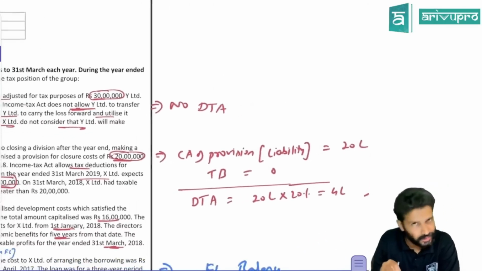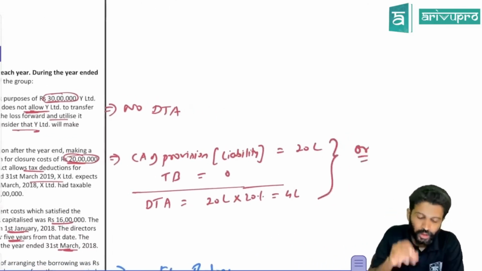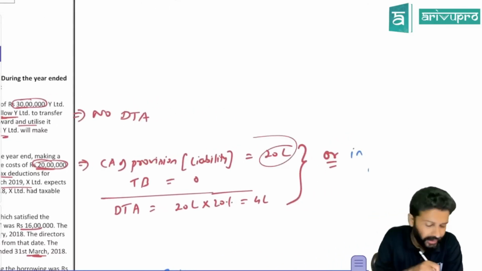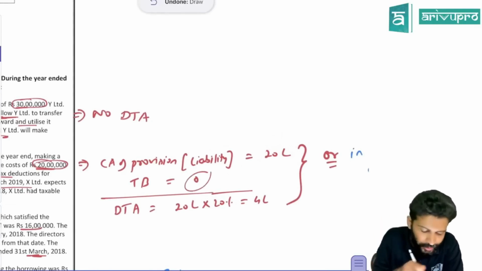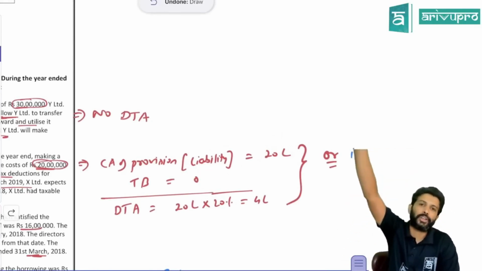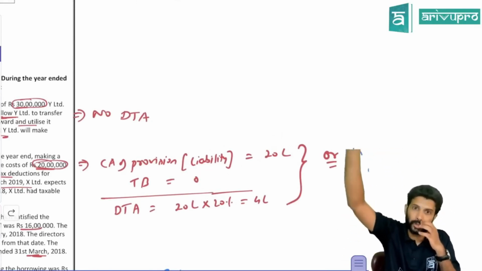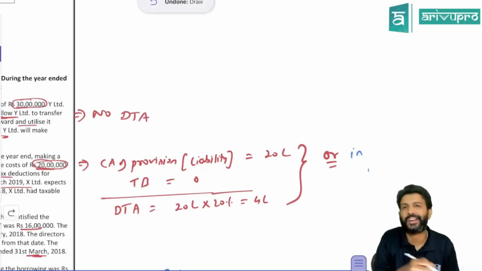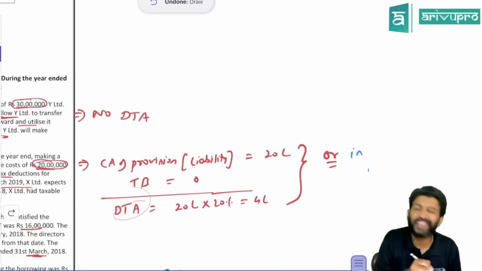First of all, let's see. This is a DTA scenario. Oh yeah, I think so. Provision is a liability. The liability's carrying amount is 20 lakh. But in the current year, tax base of this is 0 because you will get the tax deduction when the actual closure happens. That's in future. Okay. So that means tax base is 0. So you have to create a deferred tax asset for it.